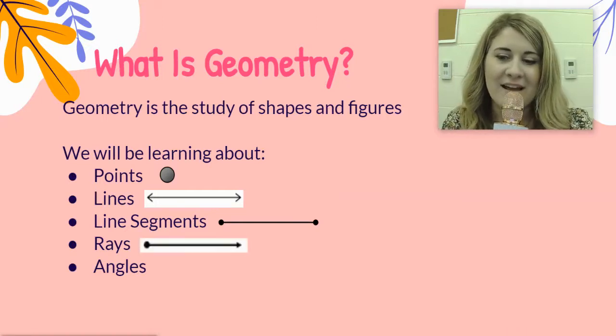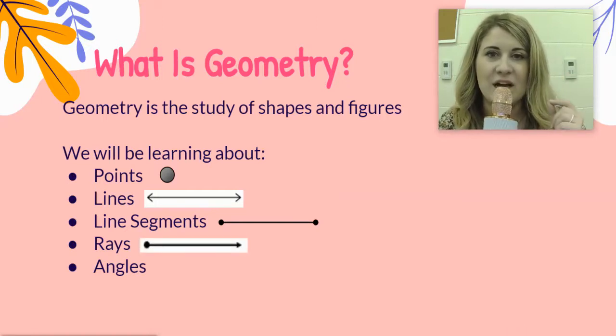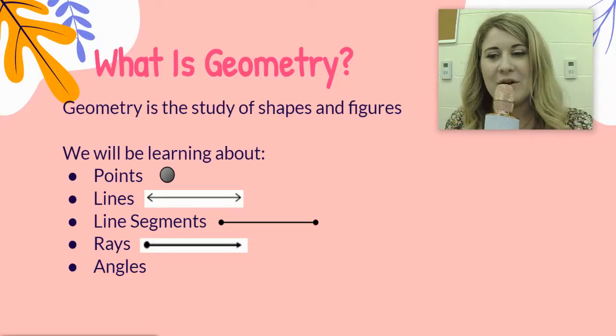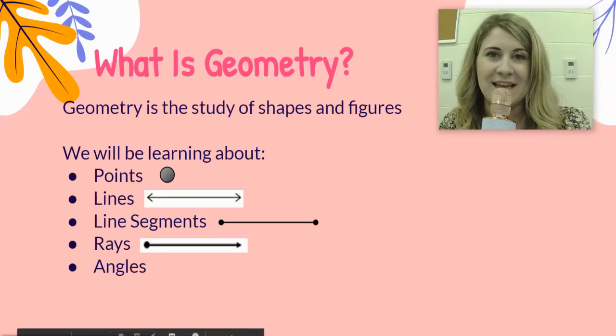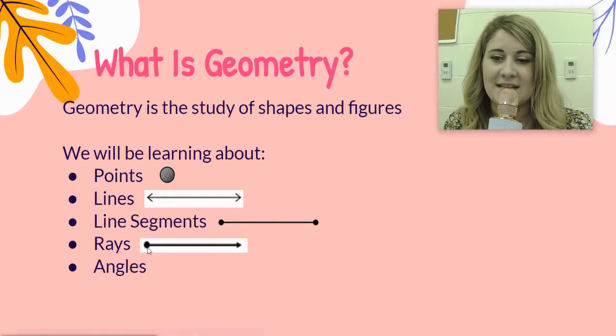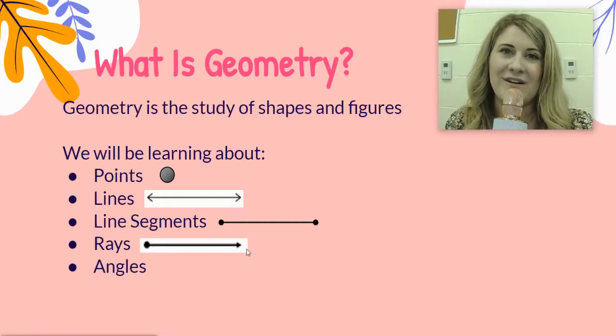Next, we have a ray, and a ray is a point that goes in one direction. It's like a ray of sunshine. You've got your sun, and you've got a ray of sunshine coming off of it going in one direction. Or you can think about Ray Ray singing in the band One Direction. Remember, this is his little head right here, and he sings out in one direction.